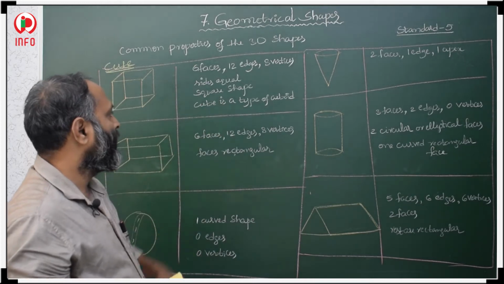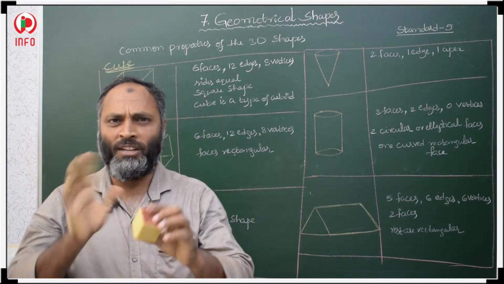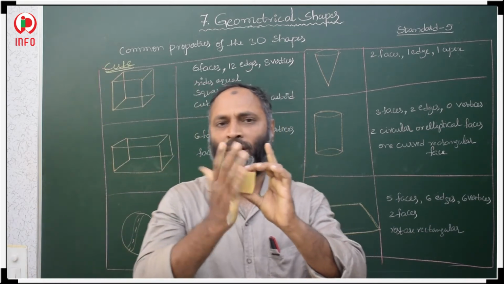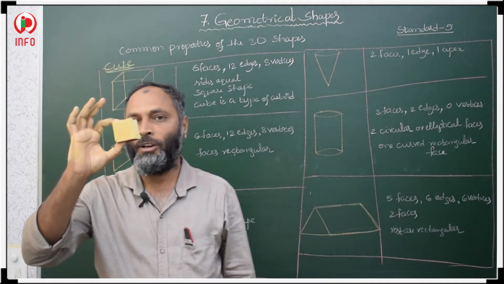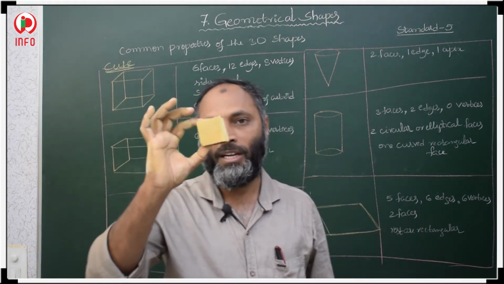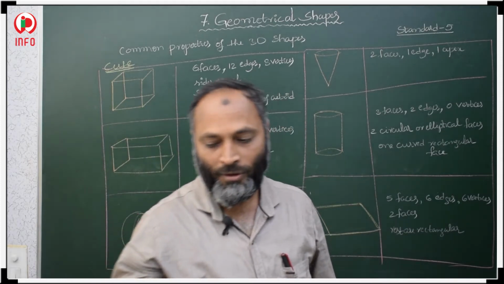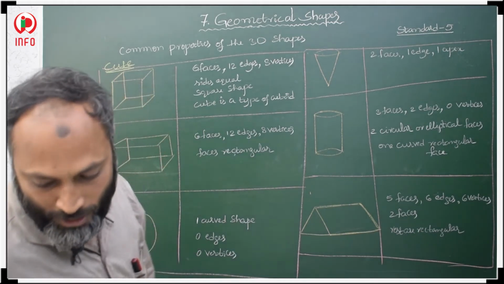A cube is a type of cuboid, but the difference is a cube has all 6 faces equal. So this is about the cube. A cube has 6 faces, 8 vertices, 12 edges. Okay. Now about the cuboid.